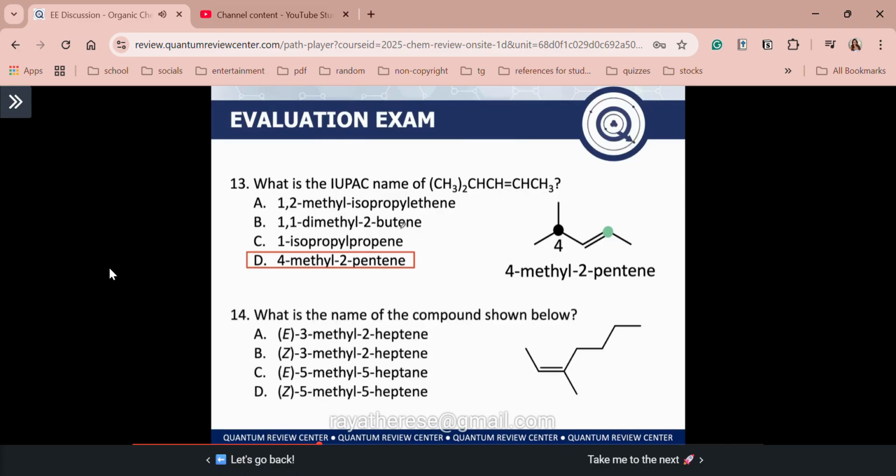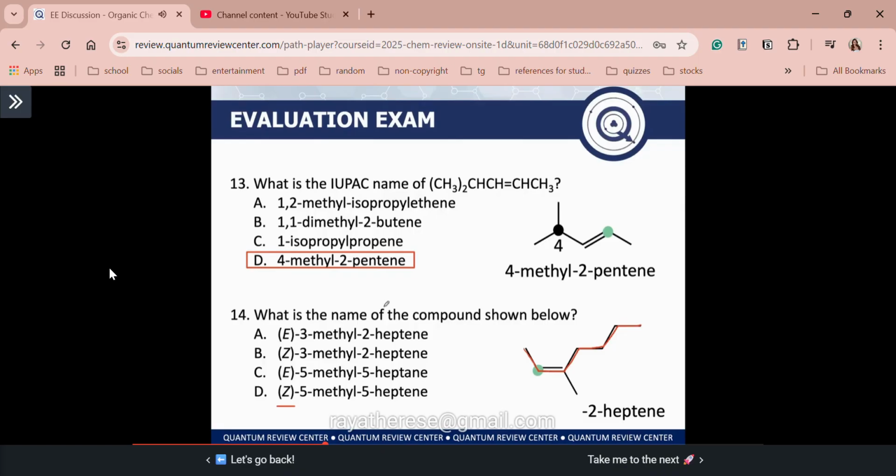Our next item. What is the name of the compound shown below? Class, here we need to take into account geometric isomerism, E/Z isomerism, because we have different substituents across the double bond. First thing to do, again, parent chain: 1, 2, 3, 4, 5, 6, 7. Class, again, it should be the longest. So here we have heptene because at the C2 position, of course, we have an alkene. So with that being said, the parent chain is 2-heptene.